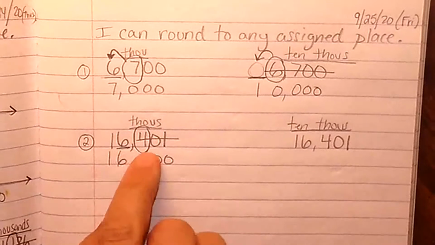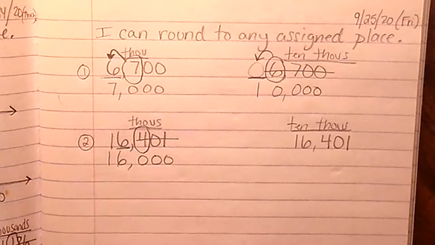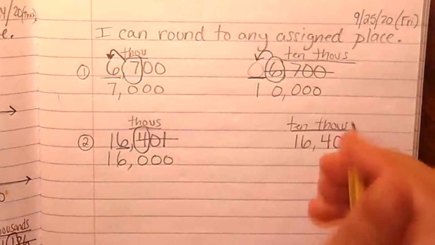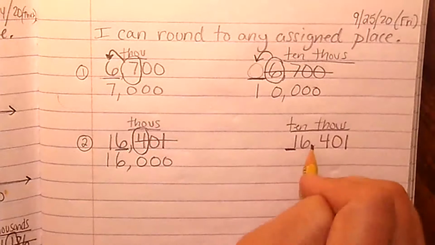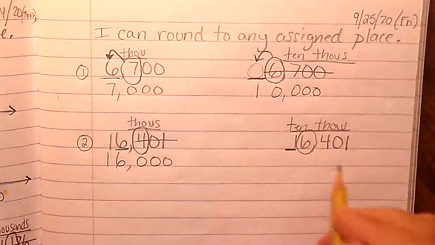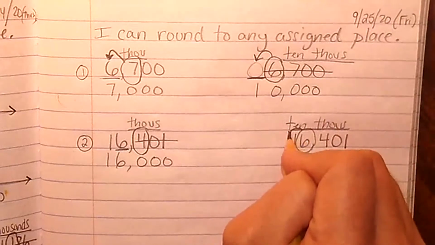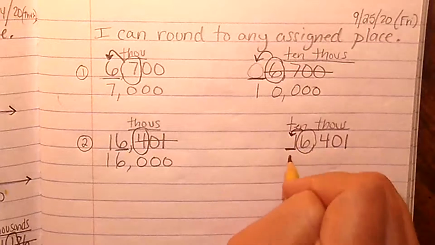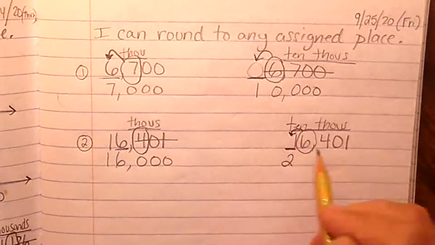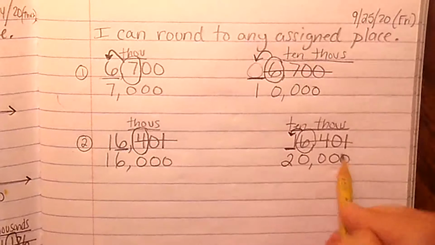So 16,401 is closer to 16,000 than 17,000. This one, it says to round to the 10,000s. So I underline the 10,000s, circle the neighbor. Is 6 a handful? Yes, that's too many people to have at our party. So we have to bring someone back with us, take them next door. And now my 1 turns into a 2. And now there's no problem, so everything else turns into a 0.